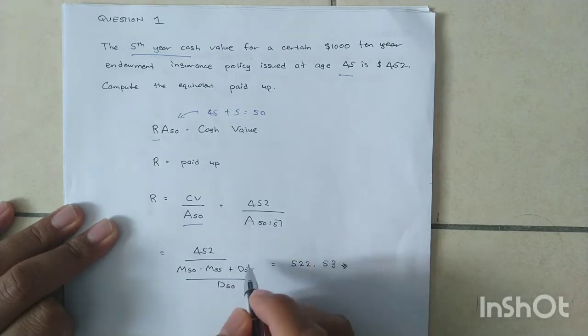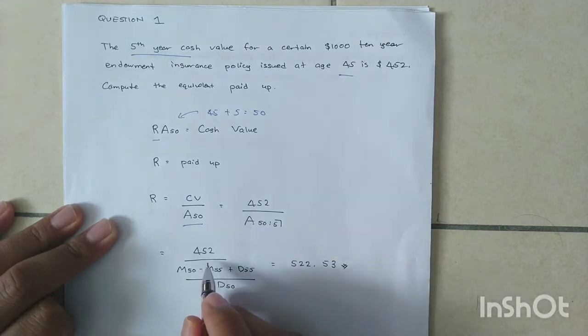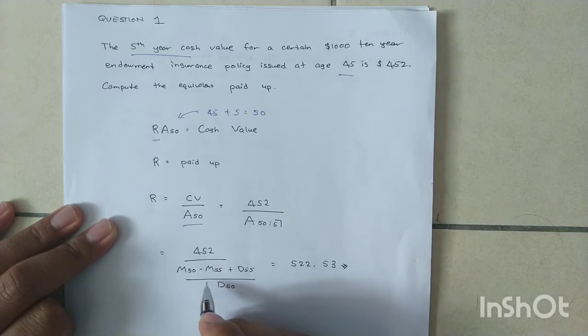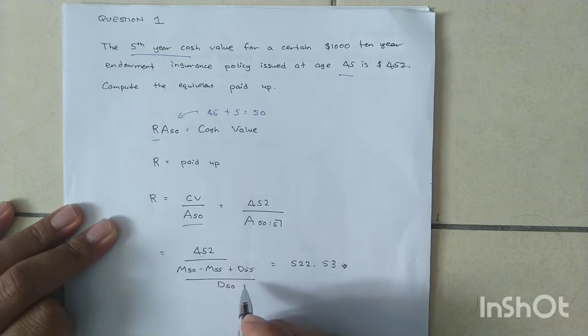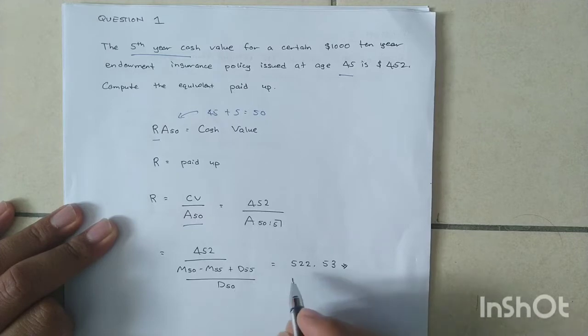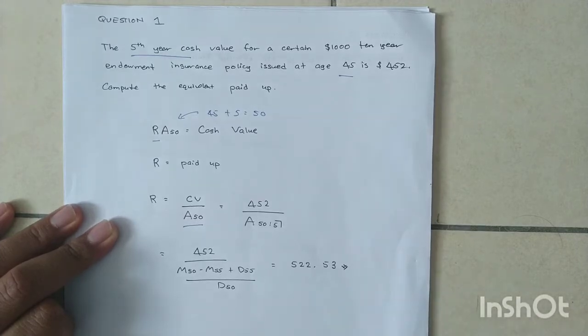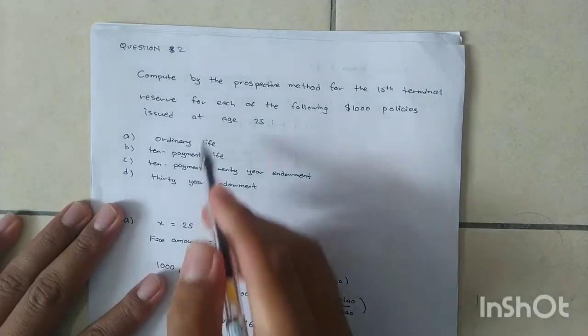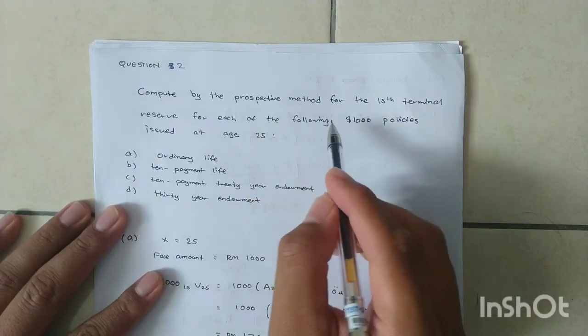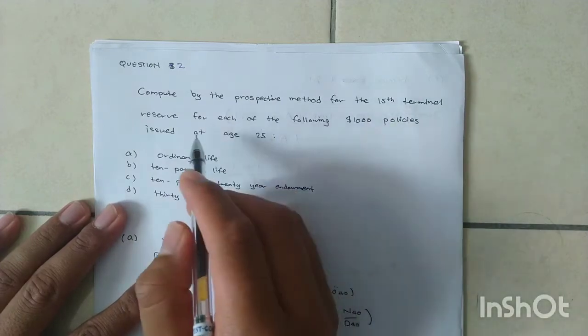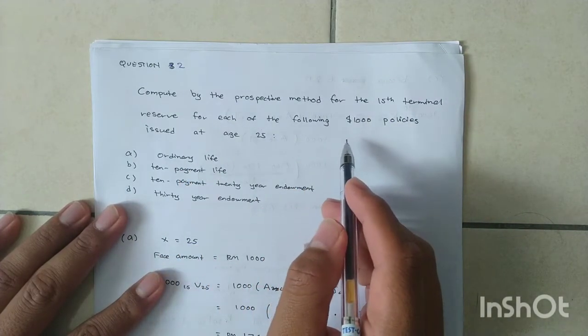So based on the formula, we will get 452 over (M50 minus M55 plus D55) over D50. So based on the SSO table values, we will get 522.53 cents.